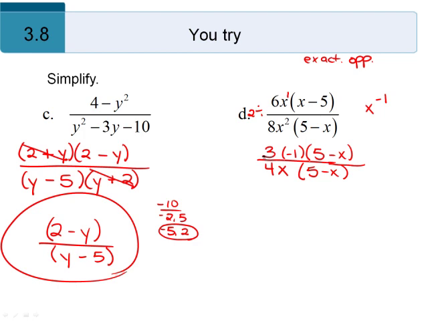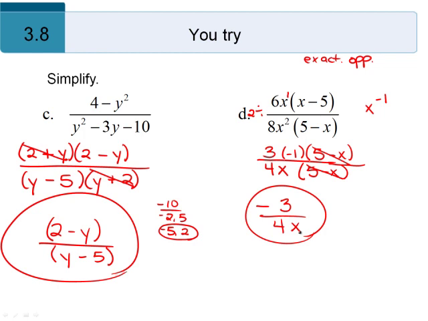So now what I need to do, I can go ahead and multiply 3 times -1. So that's going to be -3 on top. But now the 5 minus x's will cancel nice and neat over just 4x on the bottom. And that's your answer. So the cool thing about this is the only thing that you're really doing is factoring the top, factoring the bottom, and canceling.